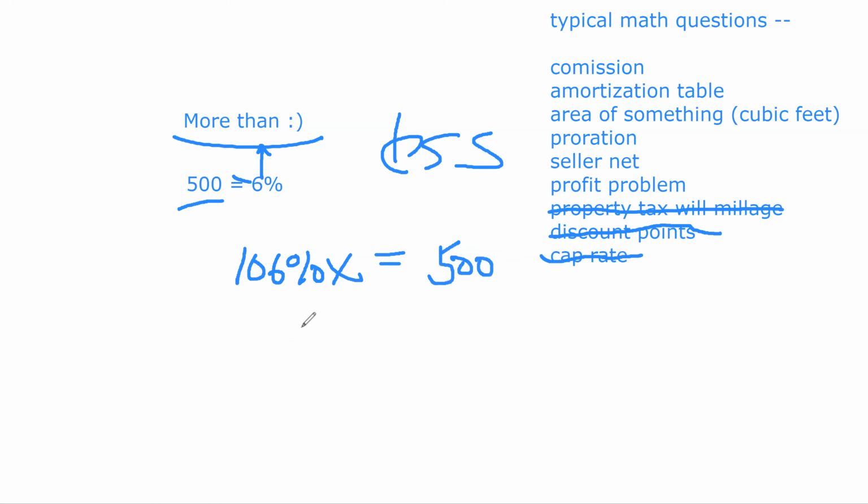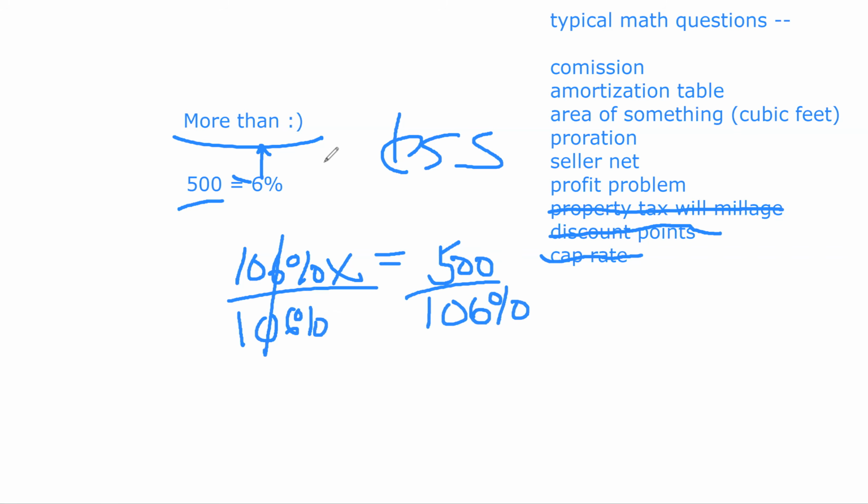So how do you isolate X? And I'm doing high school algebra. And again, if that's melting your brain, don't worry, go take a potty break. So you have to get X alone, right? So what you do is you divide each side by 106%. So that's how you come up with the divide by 106%. That would give you what the answer is.